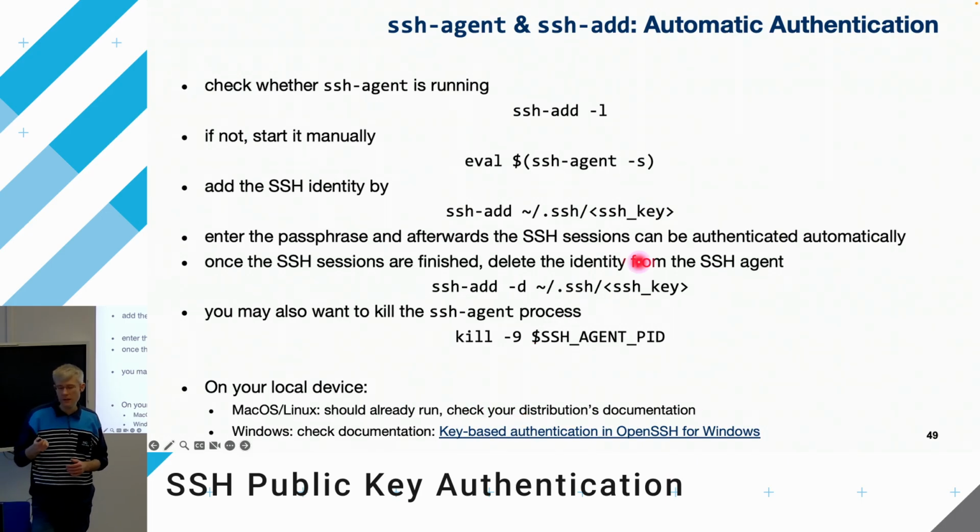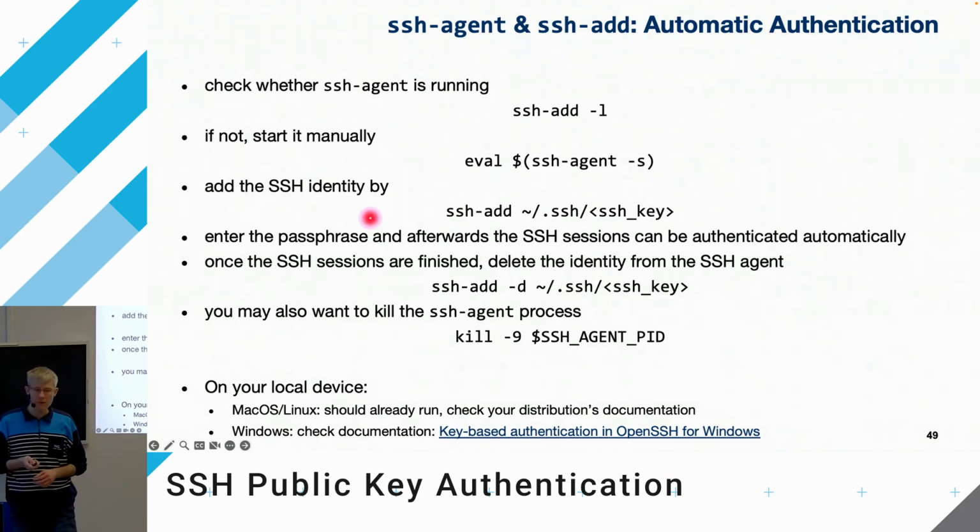But if it's not running and you want to only use it in your current shell, you can run this. Then it will be running in the background. And then you can add a key to the agent. And this will ask for your passphrase. So you have to decrypt your private key so it can be copied into the main memory of your computer. And now afterwards, every time you use SSH, SSH can ask the agent, do you already have the private key? If yes, then it uses the private key and doesn't ask you for the passphrase. So you don't have to type the passphrase anymore.